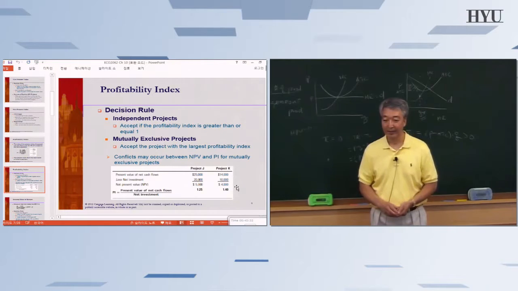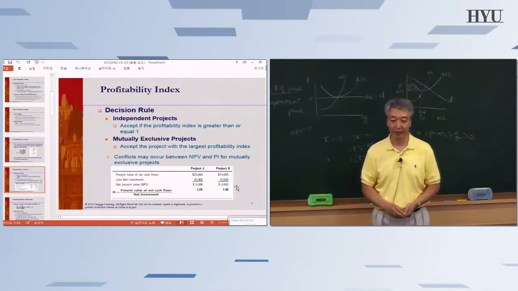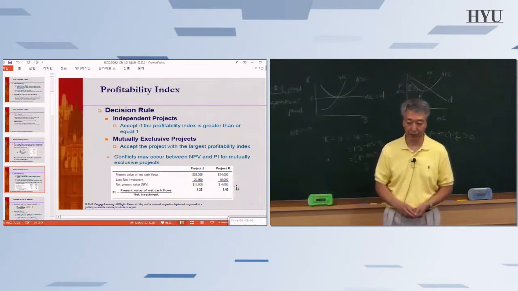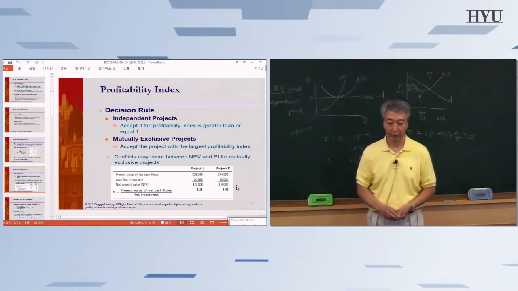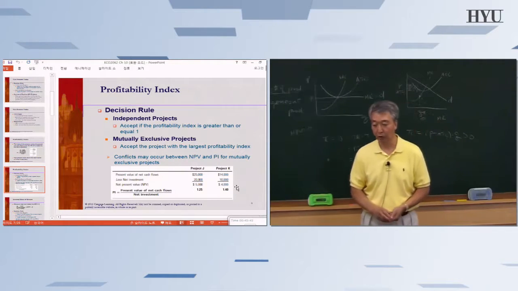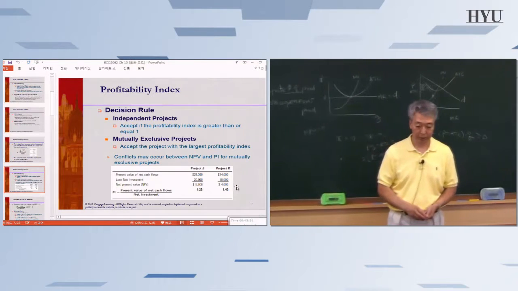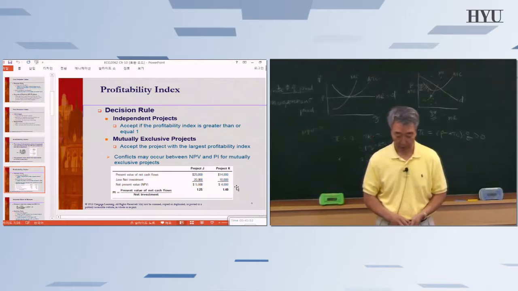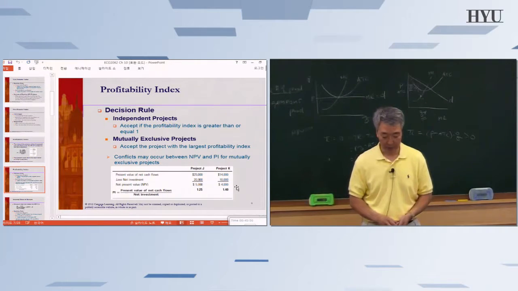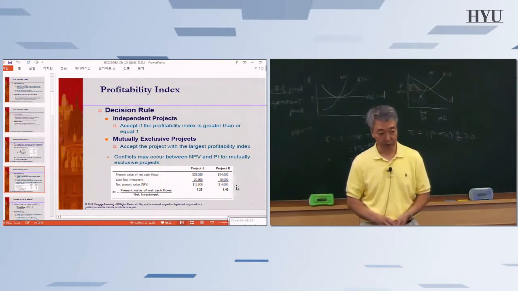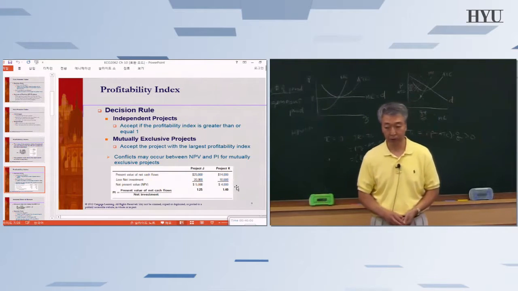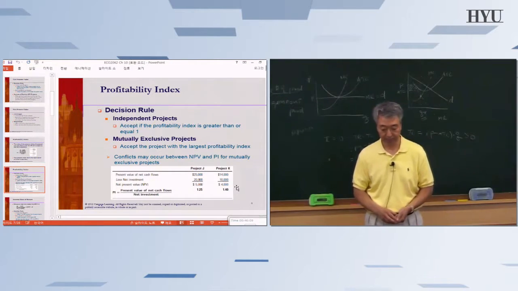Well, if there is no capital rationing, then net present value is the rule, because the ultimate goal, remember, is shareholder wealth maximization, right? So if you go for project J, you will end up increasing shareholder wealth by 5,000, rather than 4,000. So that should be the criterion.